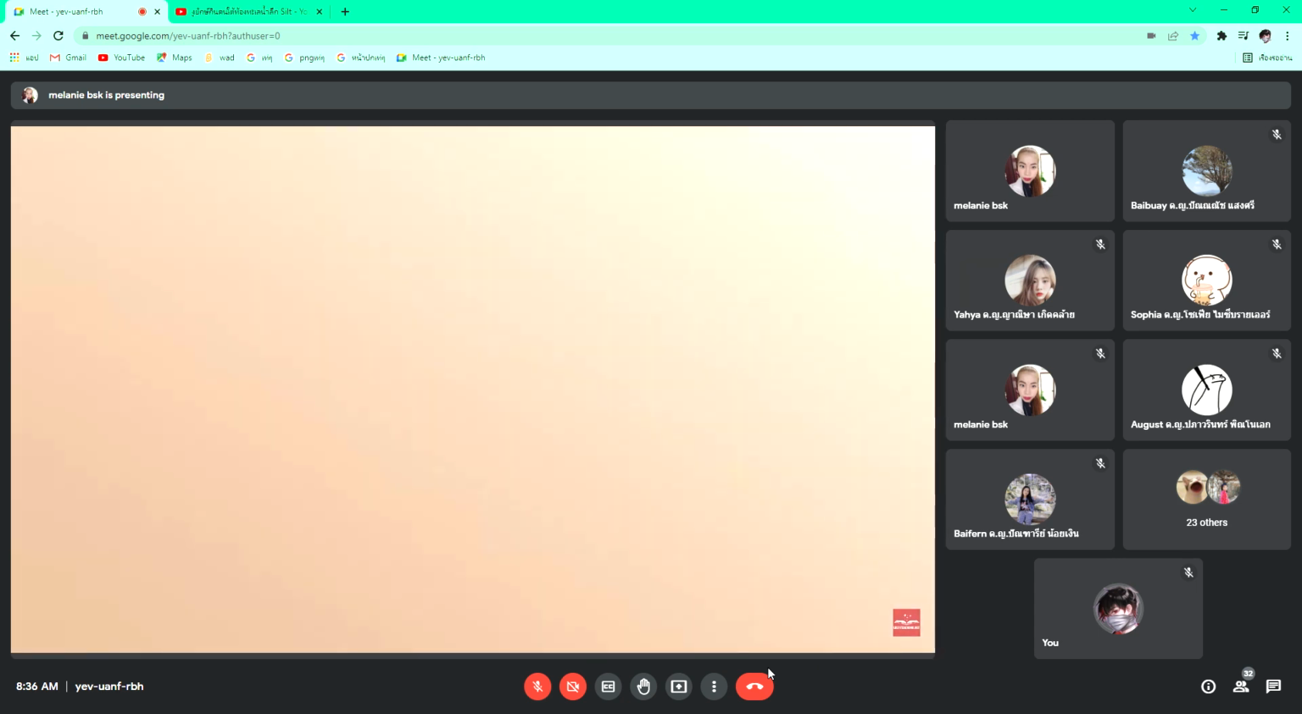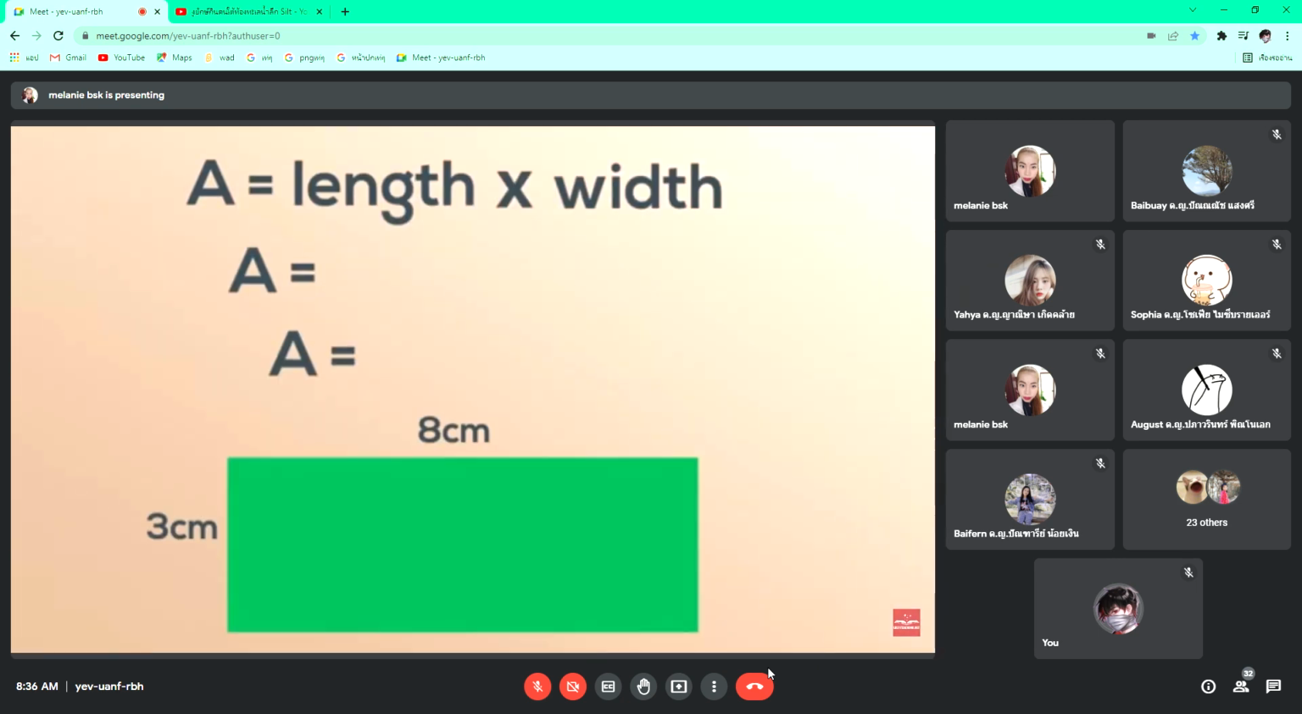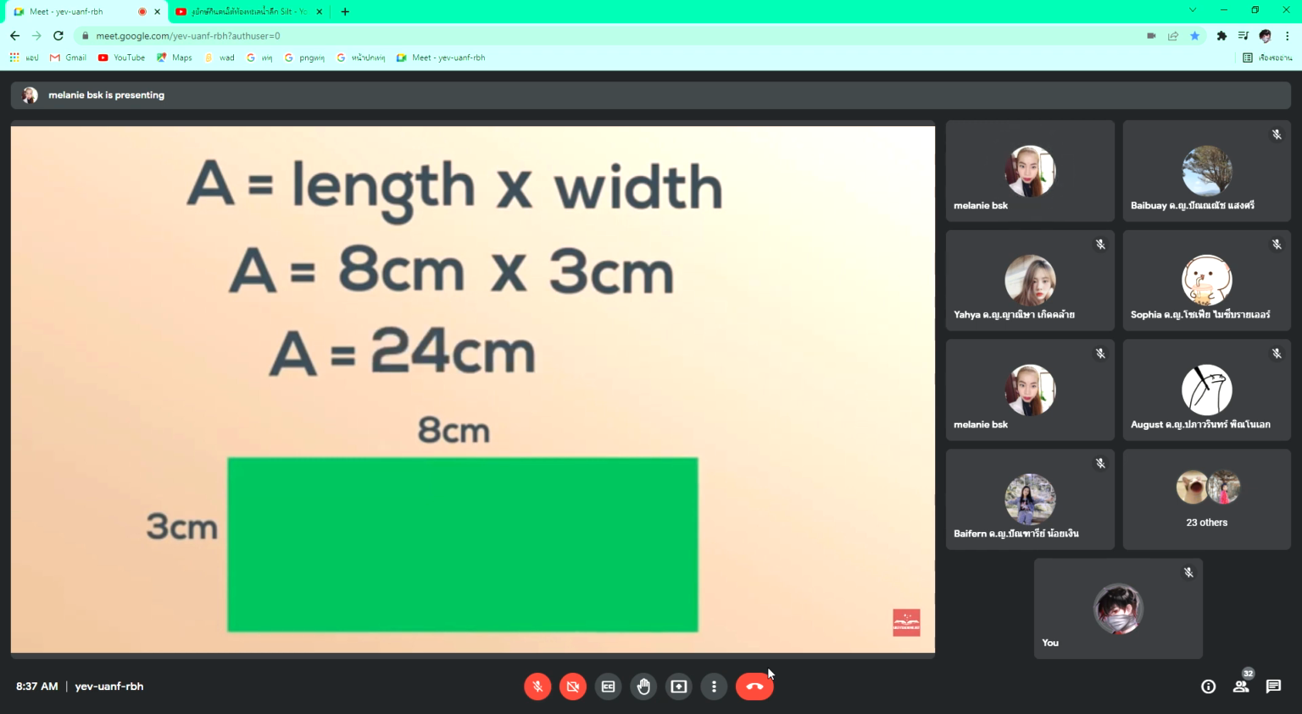Let's see if we can use this rule with another rectangle. Area equals length, which is 8 centimeters, times width, which is 3 centimeters. 8 times 3 is 24. This rectangle has an area of 24 centimeter squares. Instead of writing squares, we can use this symbol to show we are measuring area.